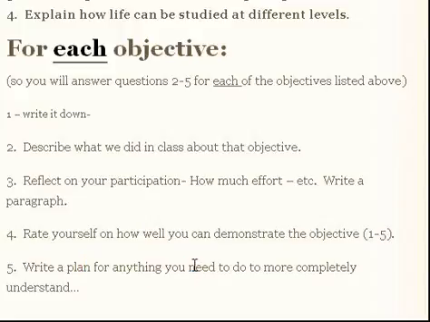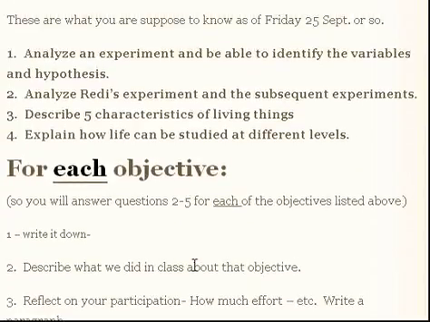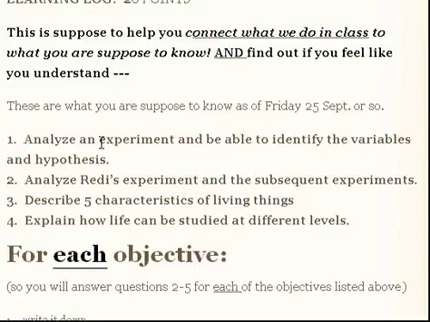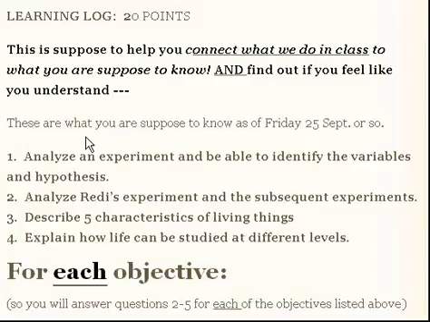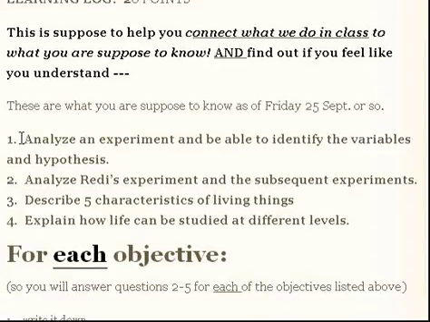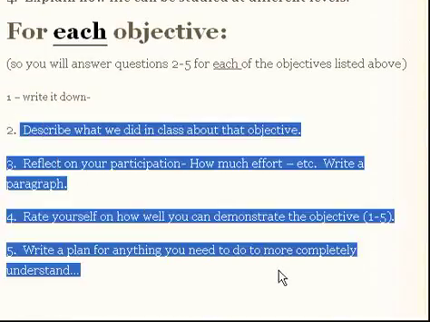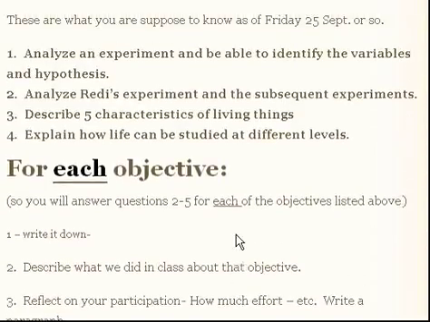So the idea is, this is what you're supposed to know. We did some things in class. How did you do? And then if you didn't do well, what do you need to do to be able to learn that? That's the whole point of this, is just what do you need to do to be able to learn that? So you just need to do these 4 questions, if you want to look at these tasks, for each one of these. So you're going to do this process 4 times.